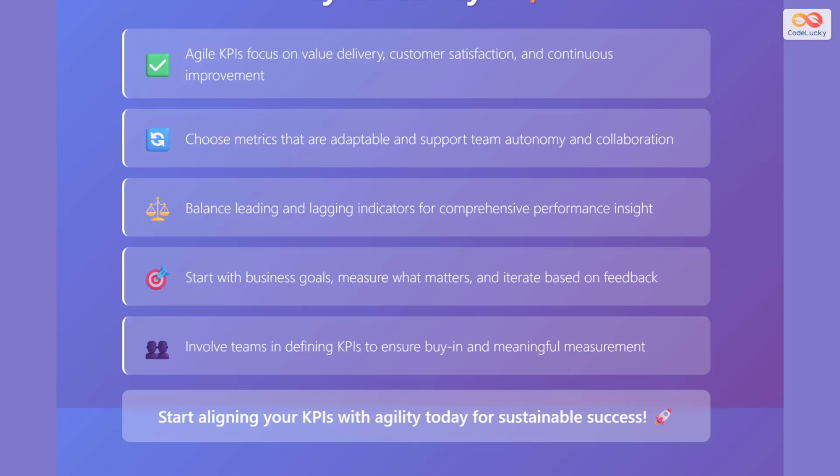Finally, involve teams in defining KPIs to ensure buy-in and meaningful measurement. When teams understand and believe in the metrics, they're more likely to act on the insights they provide. Start aligning your KPIs with agility today, and you'll build the foundation for sustainable success in your Agile transformation journey.